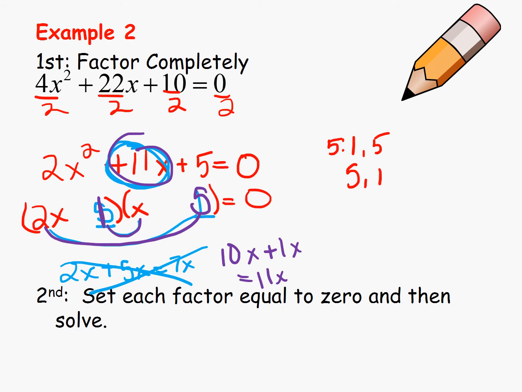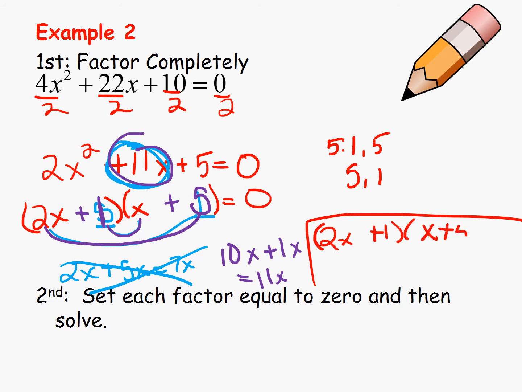So my answer should be, I'll make a little box here so you know what the answer is, 2x, oops, I forgot my signs. My signs should have been plus 1 and plus 5. So in my final answer, I should have gotten 2x plus 1 times x plus 5 equal to 0. And now my second step, we need to solve for x, and in order to do that, we have to set each factor equal to 0. So I want 2x plus 1 equal to 0, and I want x plus 5 equal to 0.